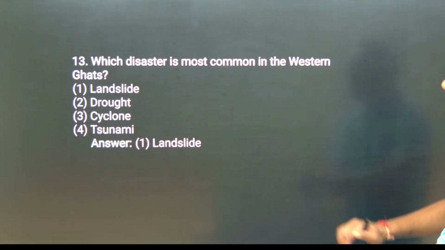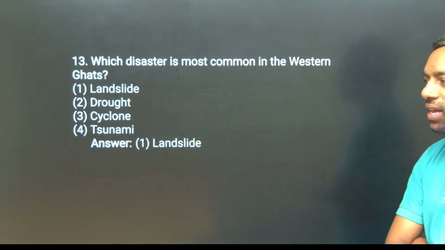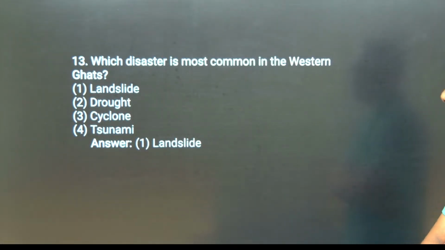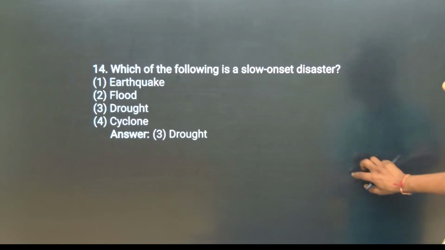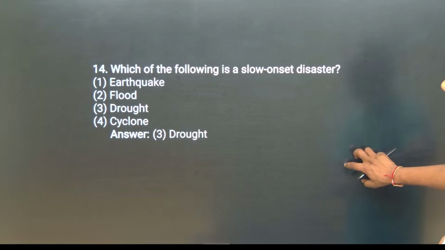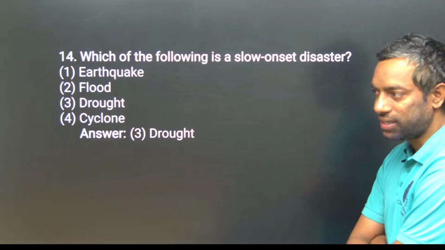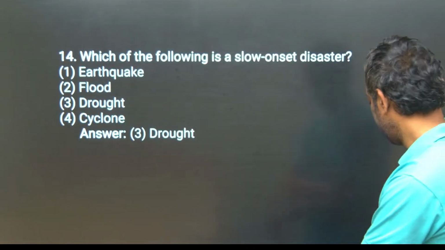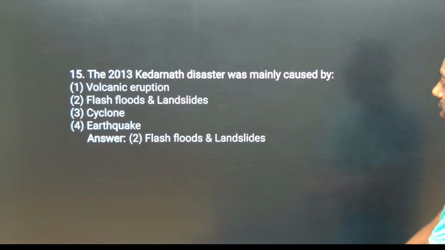Which disaster is most common in the Western Ghats? Landslides. Coastal areas, land erosion and landslides are the most favored disasters. Which of the following is a slow onset disaster? Drought, which does not have an immediate effect. The 2013 Kedarnath disaster was mainly caused by flash floods and landslides.